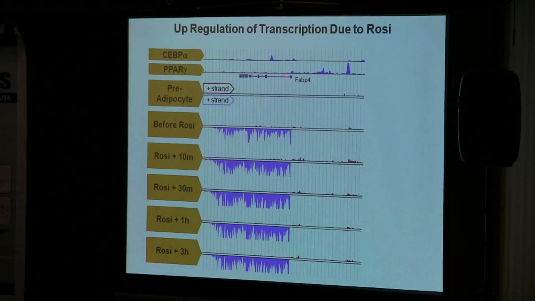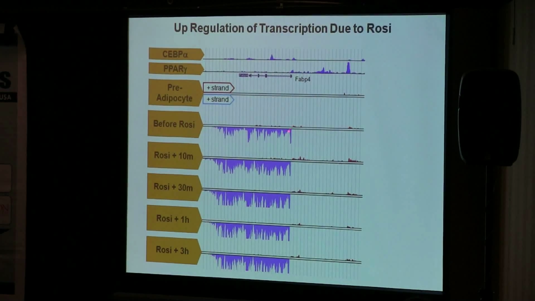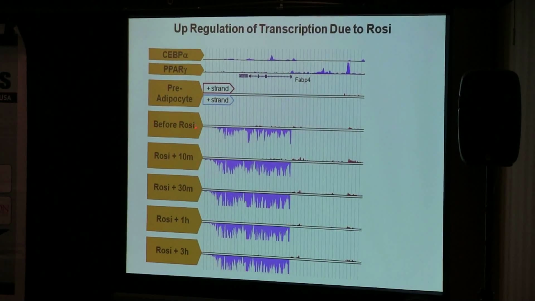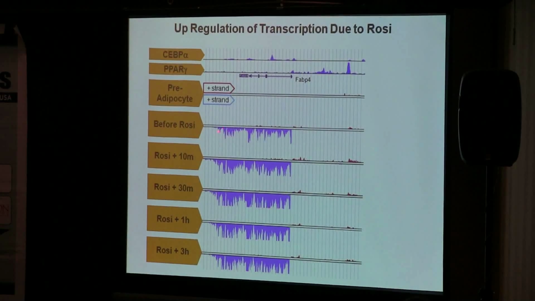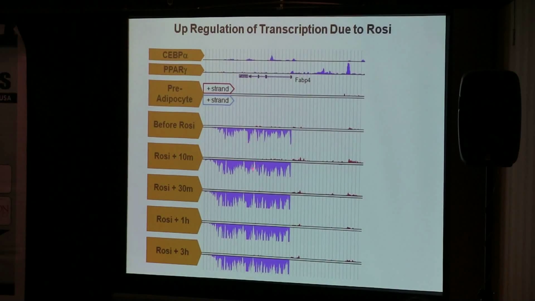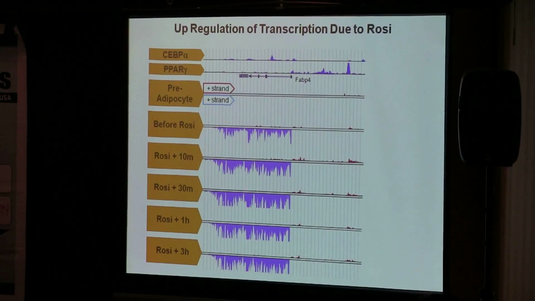FABP4 is on the negative strand, so you see the negative strand at the bottom here. Before Rosi, this is the fully differentiated fat cell, and there is some transcription level here. But after Rosi treatment, at 10 minutes, 30 minutes, as well as 1 and 3 hours, you see the transcription level goes up along this timeline. This shows that TZD, or Rosi, regulates gene transcription level here.